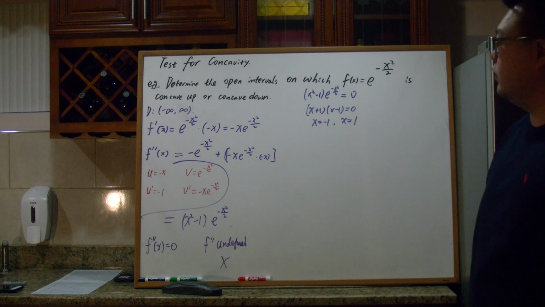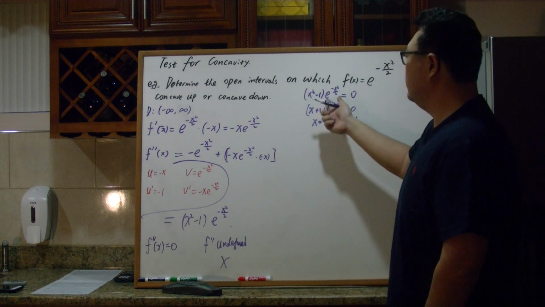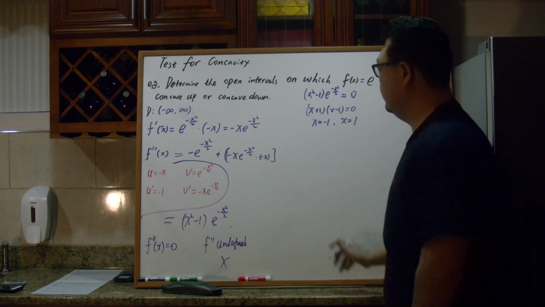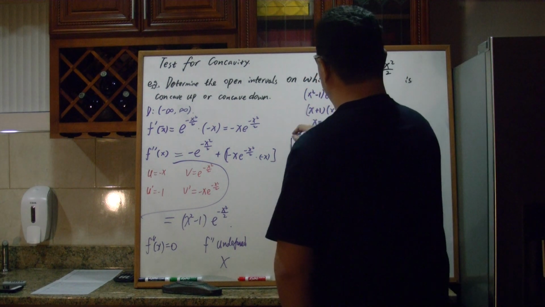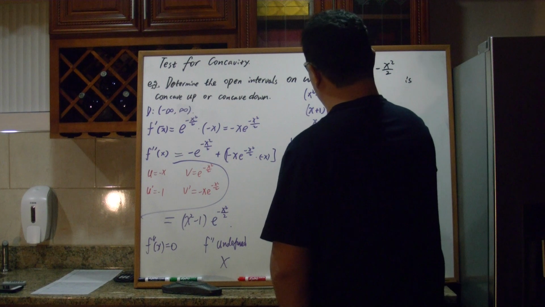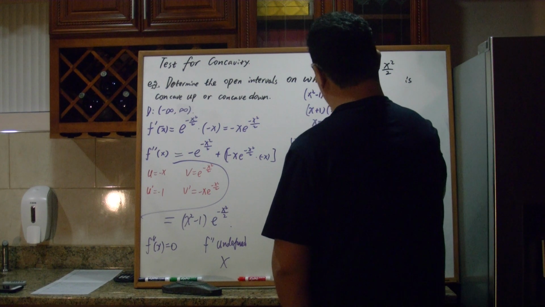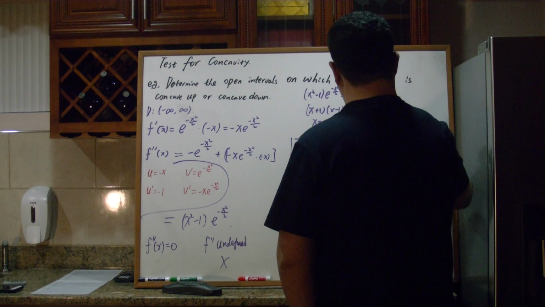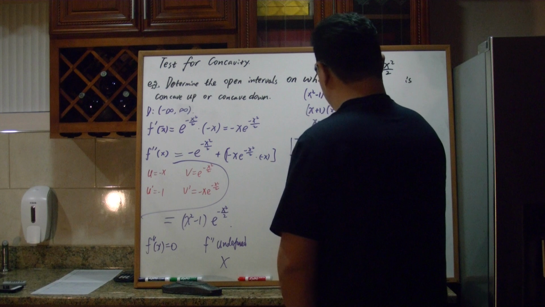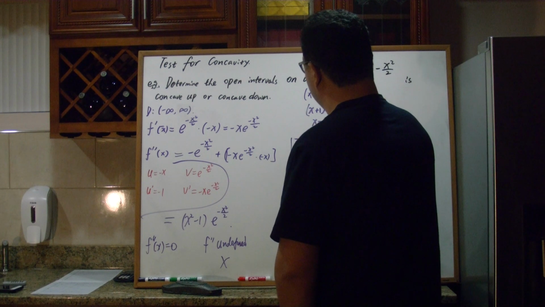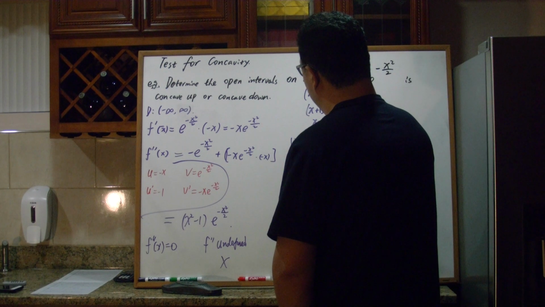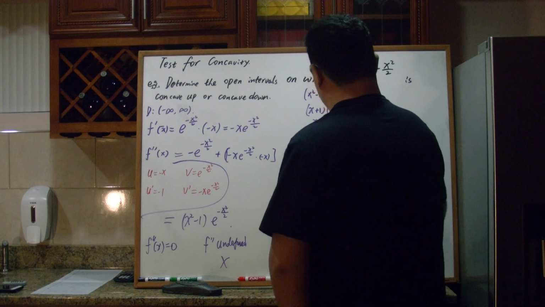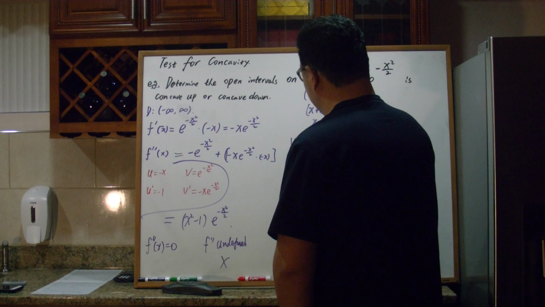And one thing we can note is that e to the negative x squared over 2 is always positive. So when we break the interval into negative infinity to negative 1, negative 1 to 1, and 1 to infinity, we only care about our polynomial. We still build the test values for the sign of f double prime and for the conclusion for our f of x.